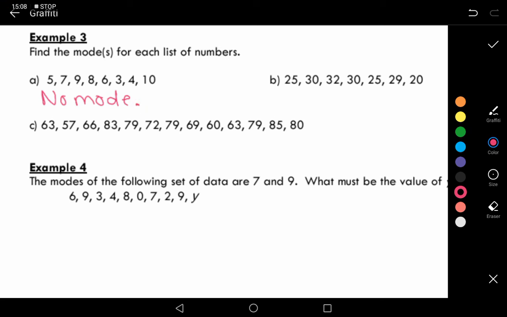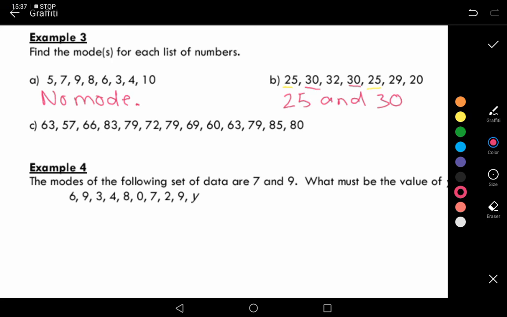Looking at B, again, I'm looking to see if there are multiple numbers that come up. I can see there's a 30 there and a 30 there. I can also see that there's a 25 and a 25. All three of the other numbers are different. So this one has two modes. It has a mode of 25 and a mode of 30, because both of those numbers come up multiple times, and they both come up just twice.